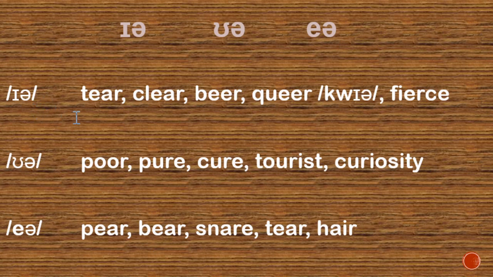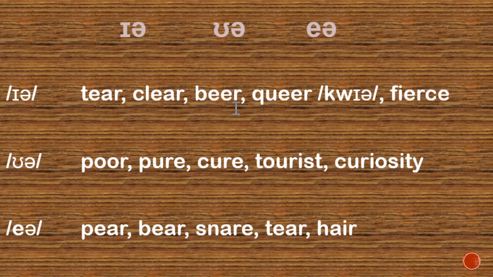Ear. Examples: tear, clear, beer, queer, fierce. You notice that here it is tear. It means the drops that come from your eye. Tear. The pronunciation is tear.